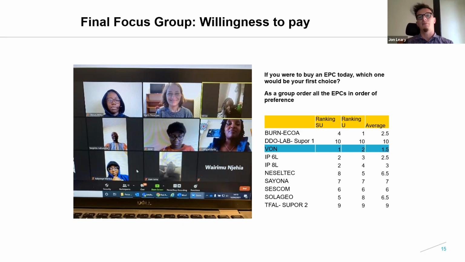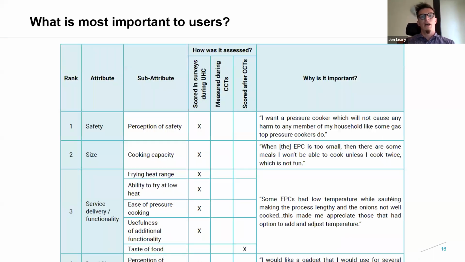Next slide, please. So the findings: what was most important to users? We had a list of around 10 attributes, but the top 3 were safety, size, and service delivery. So how well does it actually cook? Frying, boiling, and additional functionality as well.